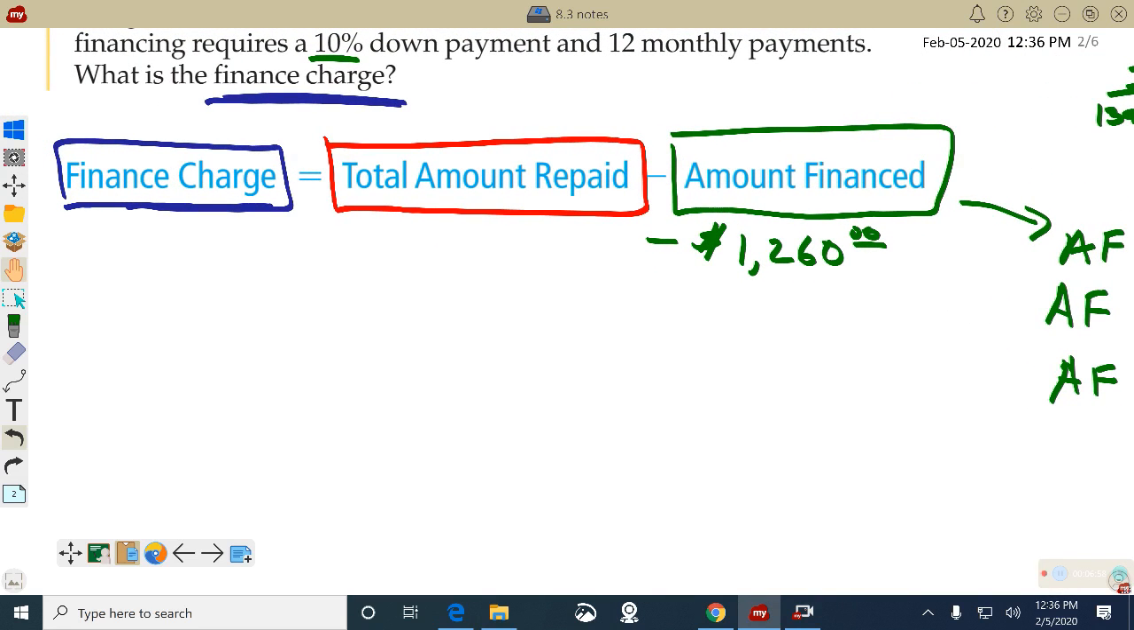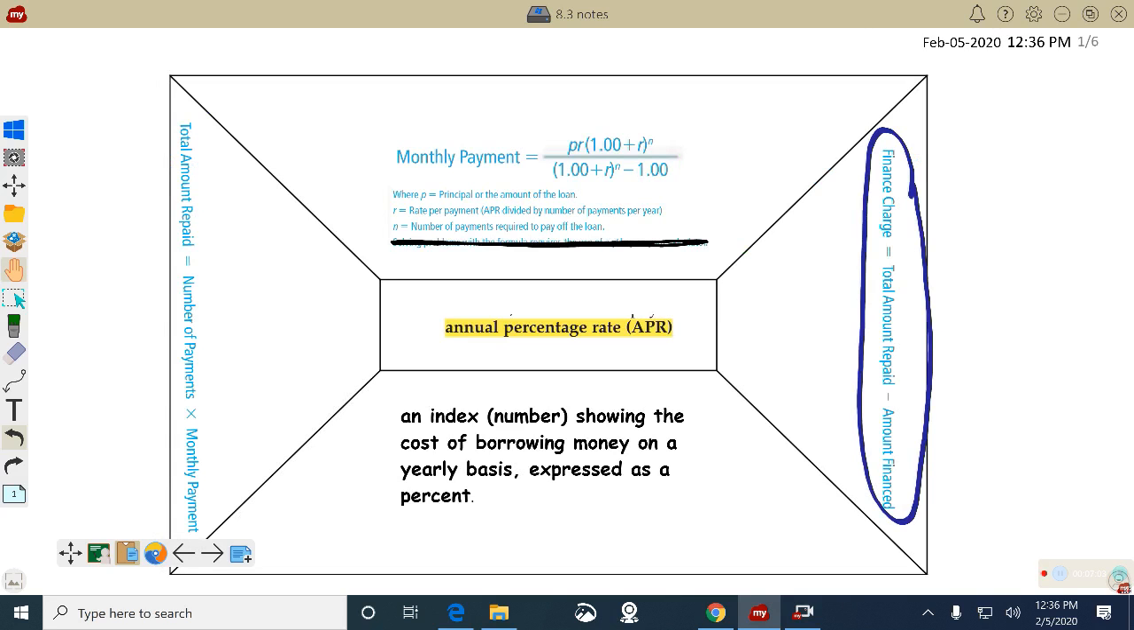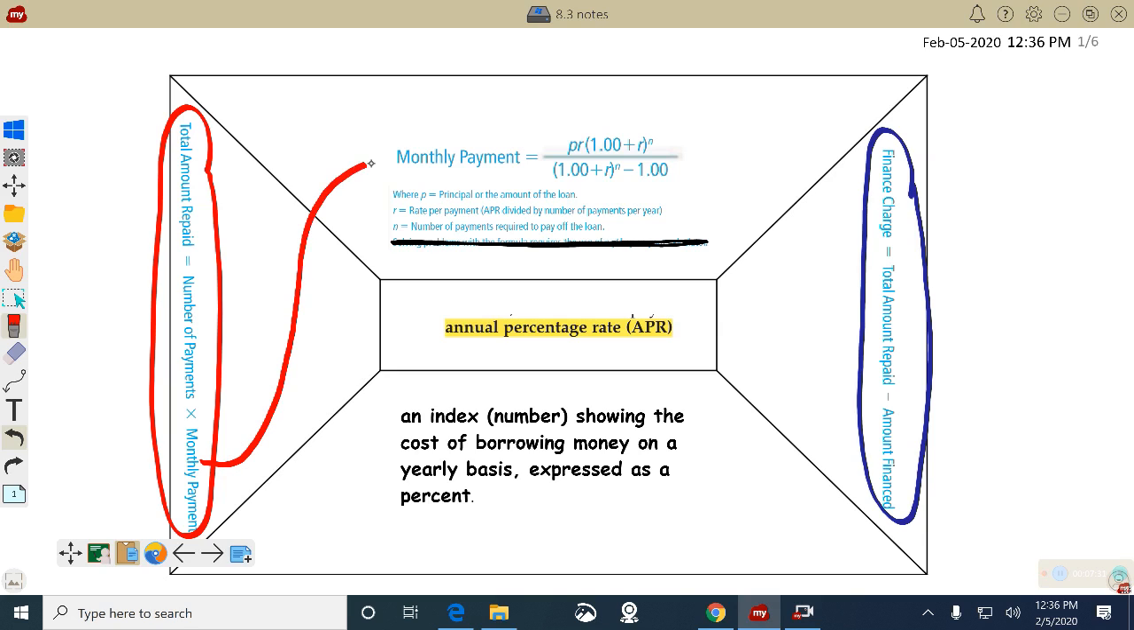Now, when I look at my information frame from yesterday, let me look what the total amount repaid says. On the left, the total amount repaid says, watch: the number of payments times a monthly payment. Okay? But the monthly payment, how do you find the monthly payment? Uh-oh. That's how you find the monthly payment.